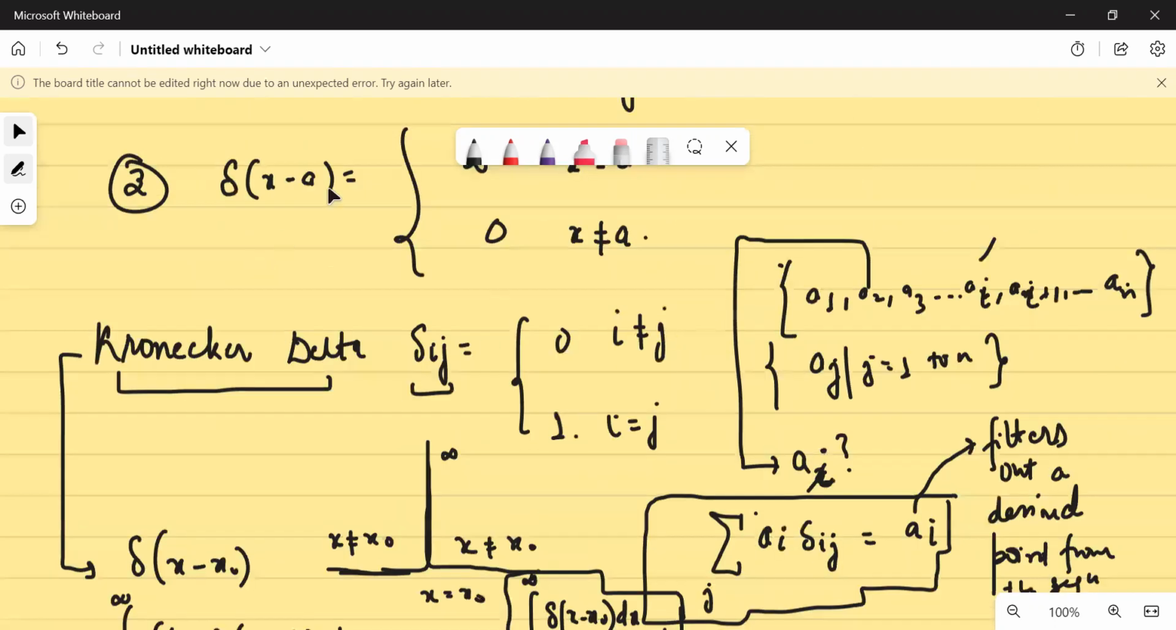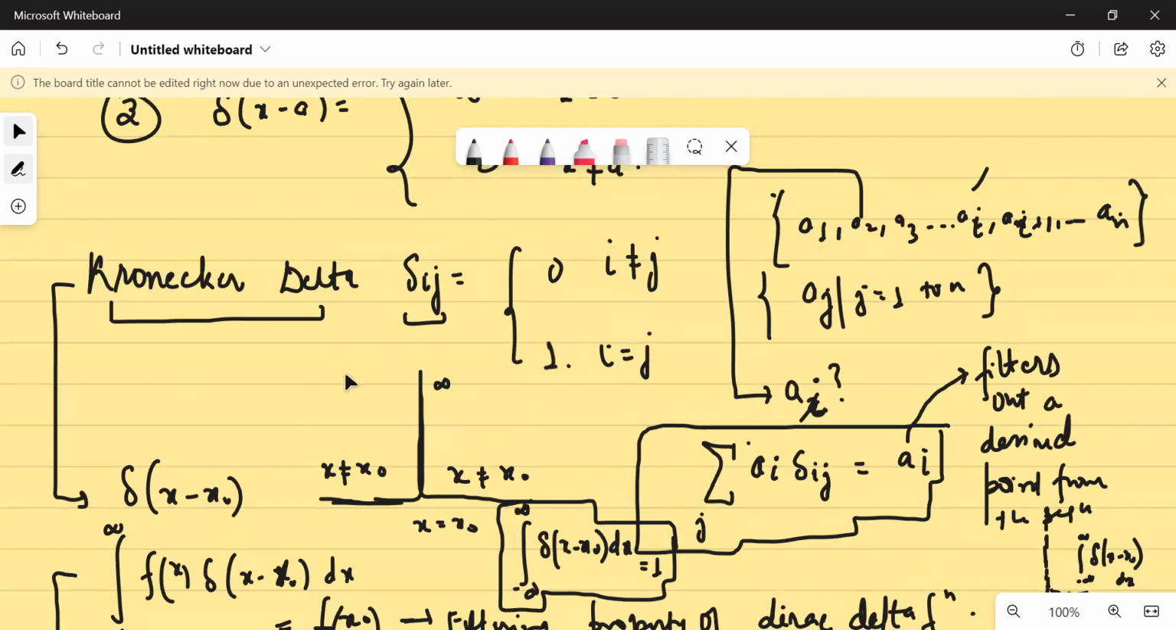And further, as we move along to a discretized analog of it, I would say there is a function called the Kronecker delta, which suggests delta ij is equal to 0 if i is not equal to j, and if i is equal to j, then it is equal to 1. So if I have a sequence of points a1, a2, a3, ai, an, and I want to filter out this ai, I would simply multiply ai with Kronecker delta ij. This Kronecker delta ij would become 1 only if i equals j.